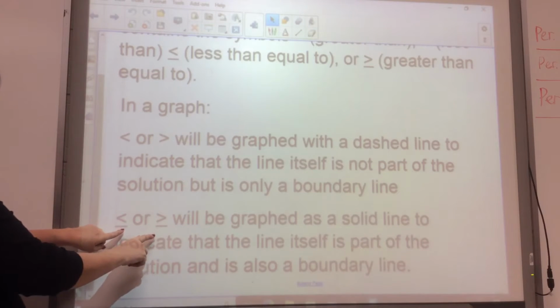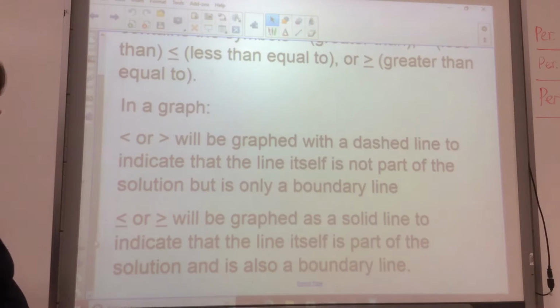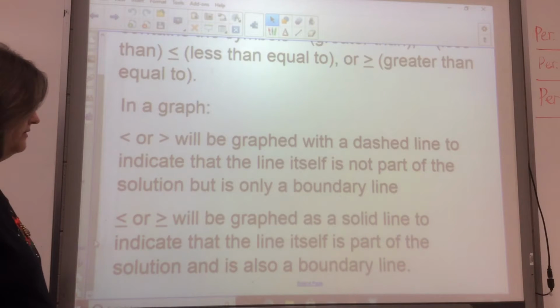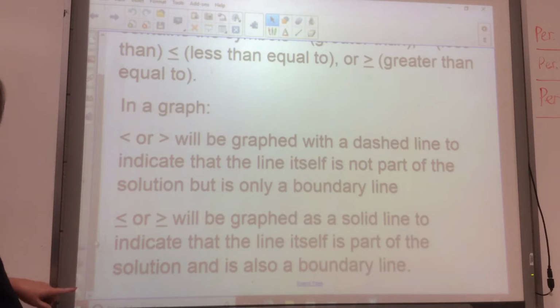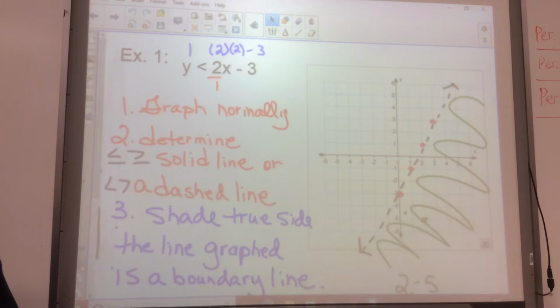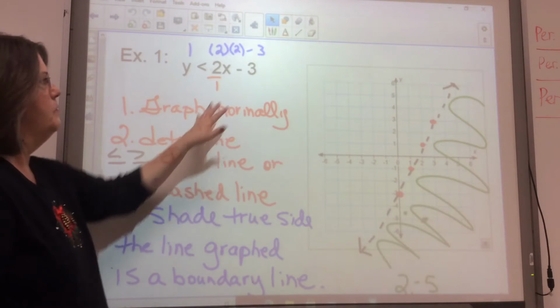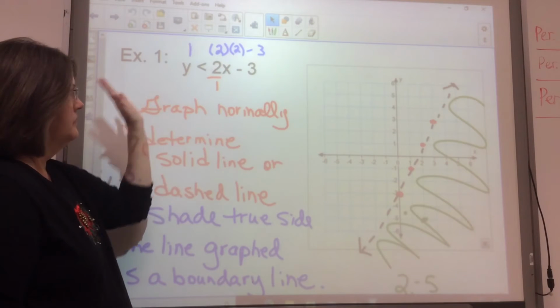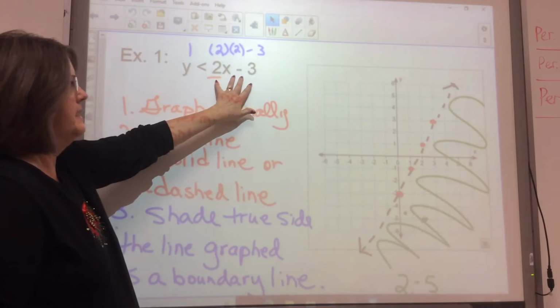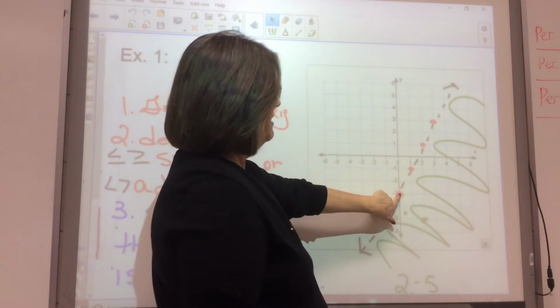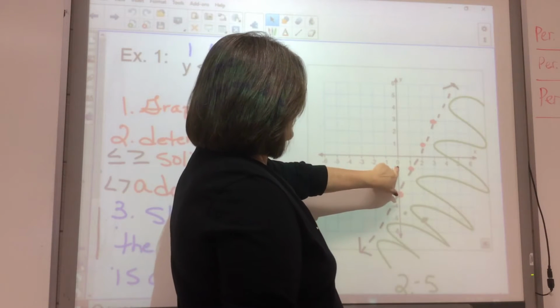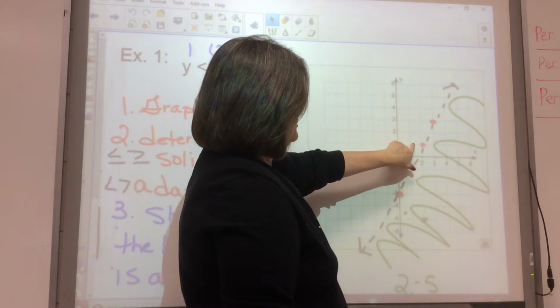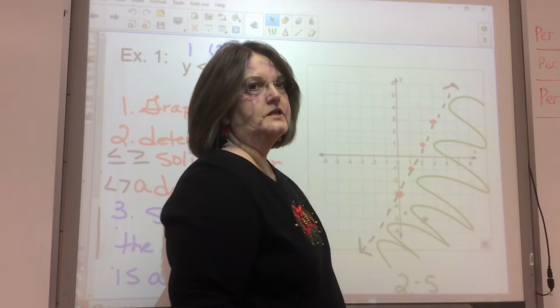Here, if you come down here, we've got less than or equal to, greater than or equal to. And it will be graphed as a solid line to indicate that the line itself is part of the solution and is also a boundary line. Okay. Now, when graphing, we graph this like we always do. Graph normally. Okay, so we're going to graph y equals 2x minus 3. We're going to start at negative 3 on the y-axis. We're going to go up 2 to the right 1, up 2 to the right 1 for the slope.